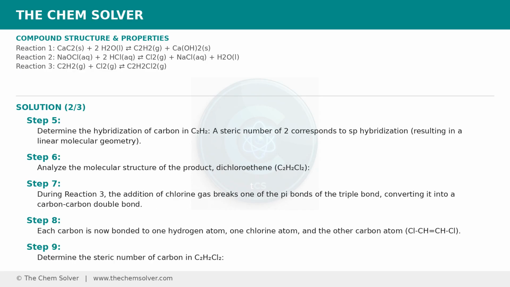Determine the hybridization of carbon in C2H2. A steric number of 2 corresponds to sp hybridization, resulting in a linear molecular geometry.